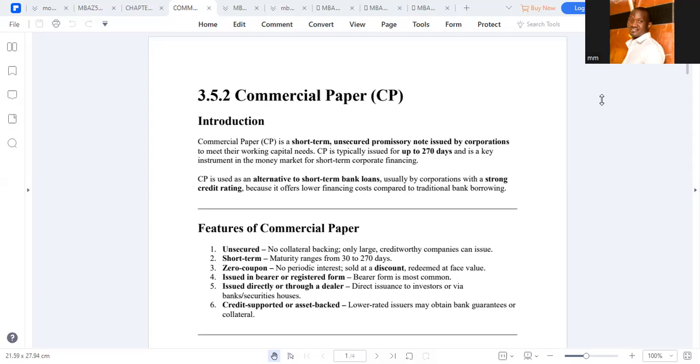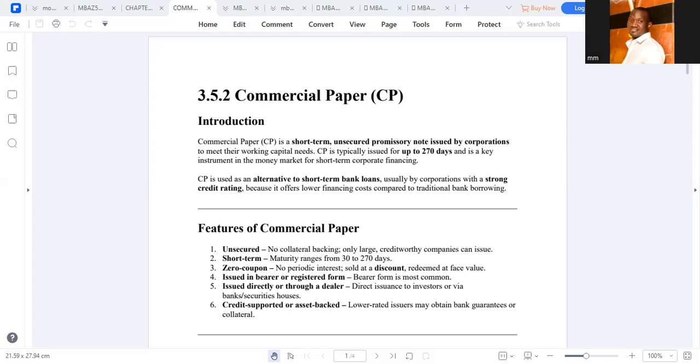The CP is an alternative to short-term bank loans. In other terms, usually corporations with strong credit ratings use this because it offers very low financing costs compared to the traditional loans that we get from the banks. Now, this CP, like I said, the maximum maturity is 9 months, equivalent to 270 days, and is only used by large and credit-worthy firms. These are the only ones that get to use the CP.